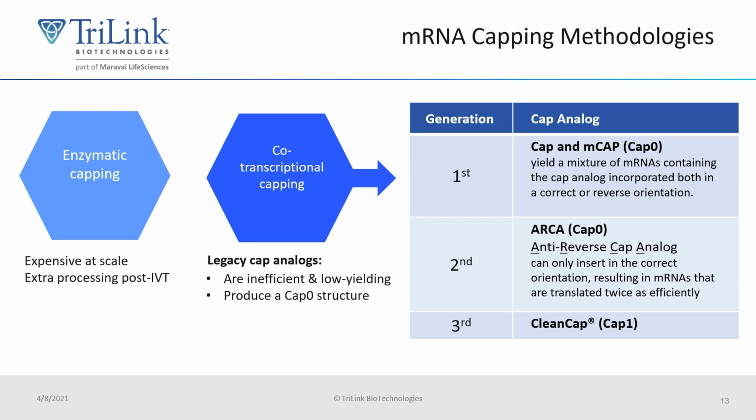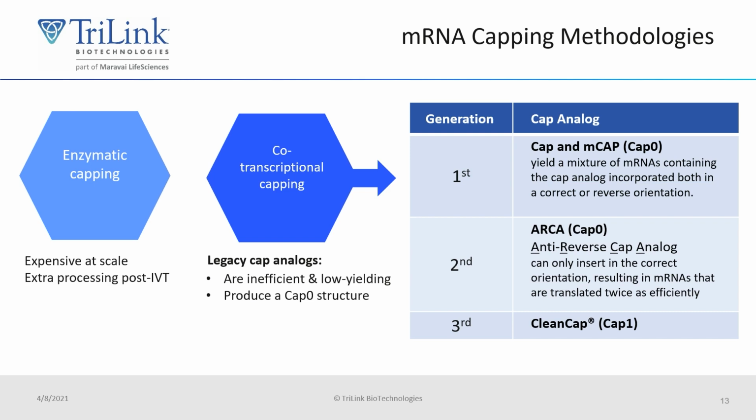ARCA, or anti-reverse cap analog, is the second generation cap analog and also produced a cap0 structure, but contains an extra methyl group in a key position, which prevented that incorporation in the undesirable reverse orientation. So while that is, of course, favorable, the reaction conditions required to support the increased capping efficiency also severely limit the messenger RNA yield.